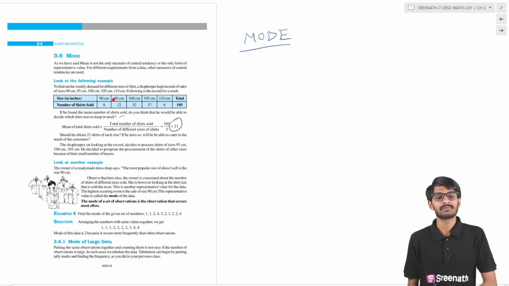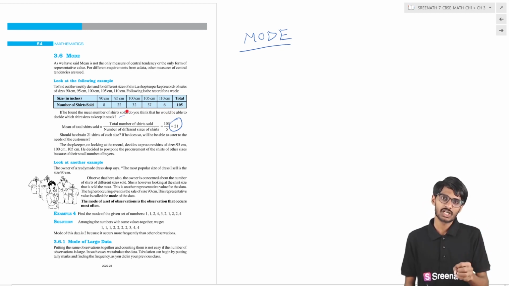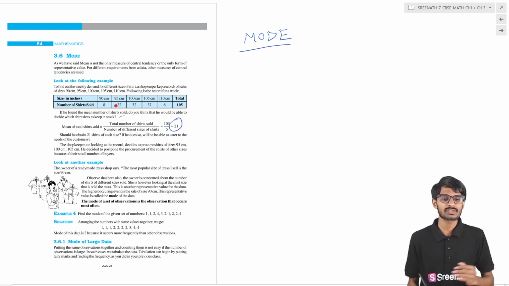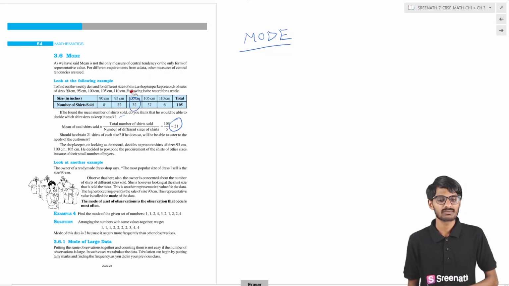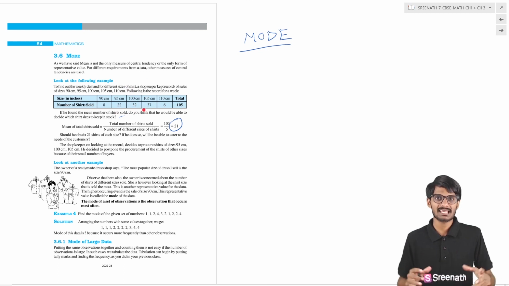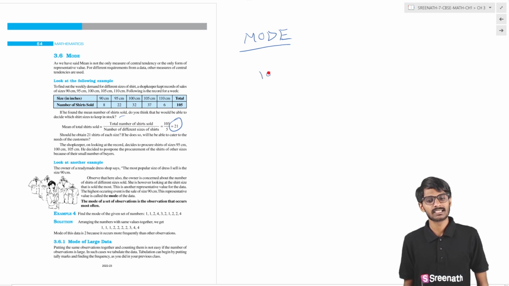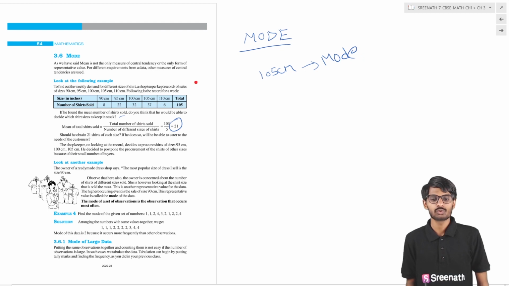Suppose 90 centimeters is occurring 8 times, 95 centimeters is occurring 22 times, 100 centimeters is occurring 32 times, 105 centimeters is occurring 37 times, 110 centimeters is occurring 6 times. Then which shirt size is occurring the most? That is 105 centimeters, sold 37 times. So he has to keep in stock the 105 centimeter size shirt. So this is the mode. By finding the mode, he can get the answer to his question.